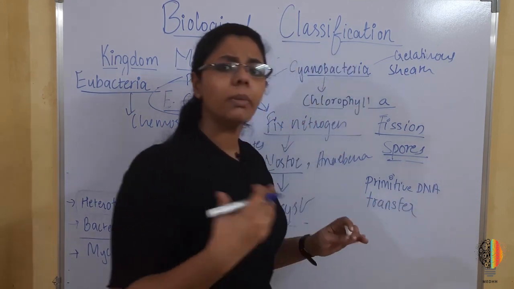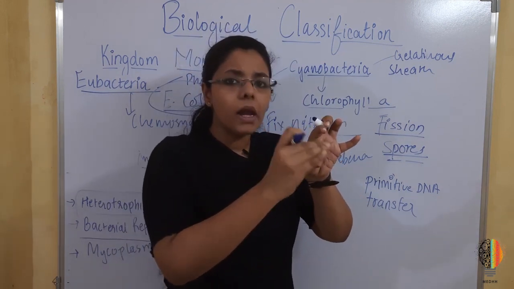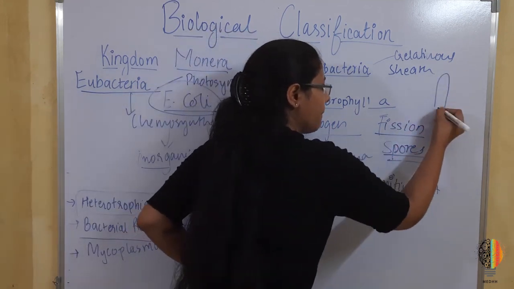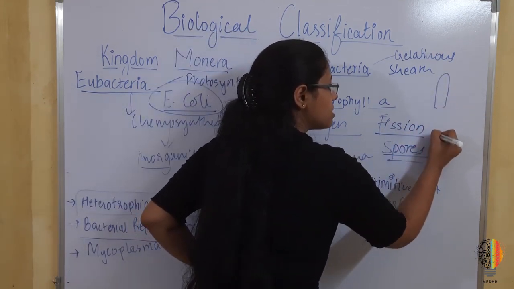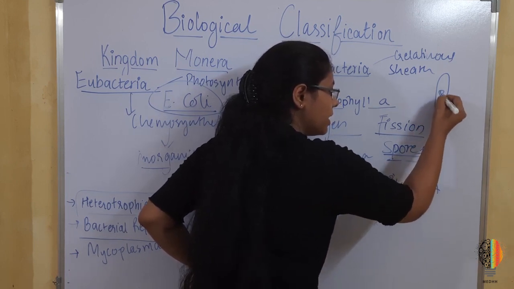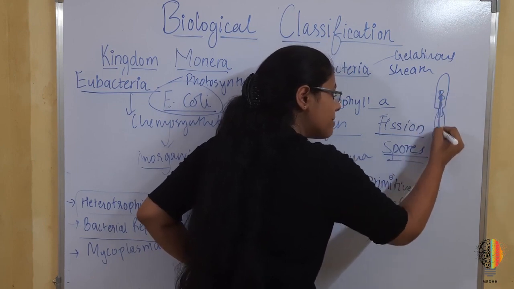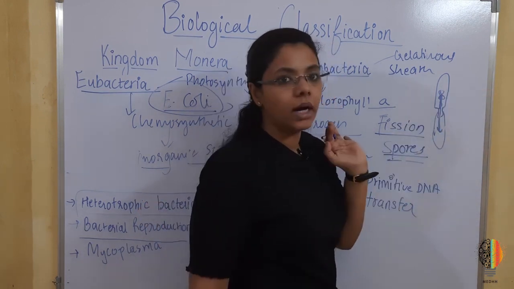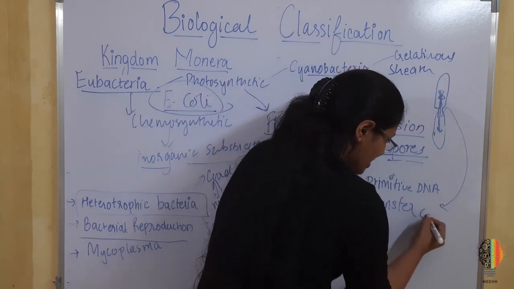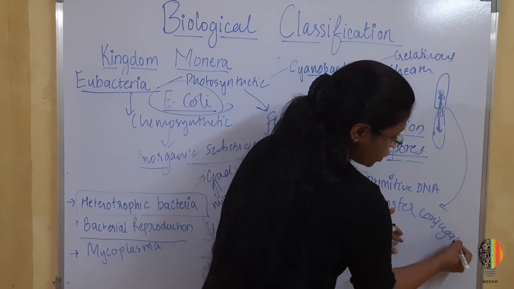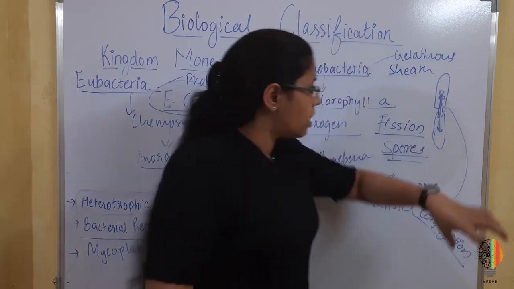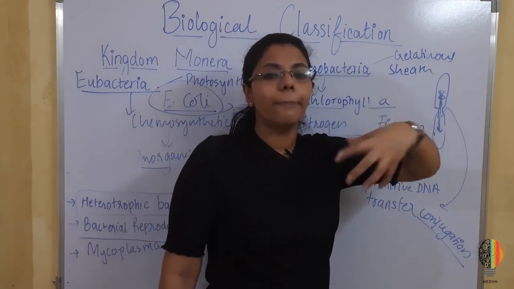What do you mean by primitive DNA? There is a simple passage of DNA across the cells. Like if this is one bacterium and this is another bacterium, there would be a space created where the genetic content would simply be passed on to the other bacterium. Now this particular process is also called conjugation. Okay. So it does not undergo many complex mechanisms.